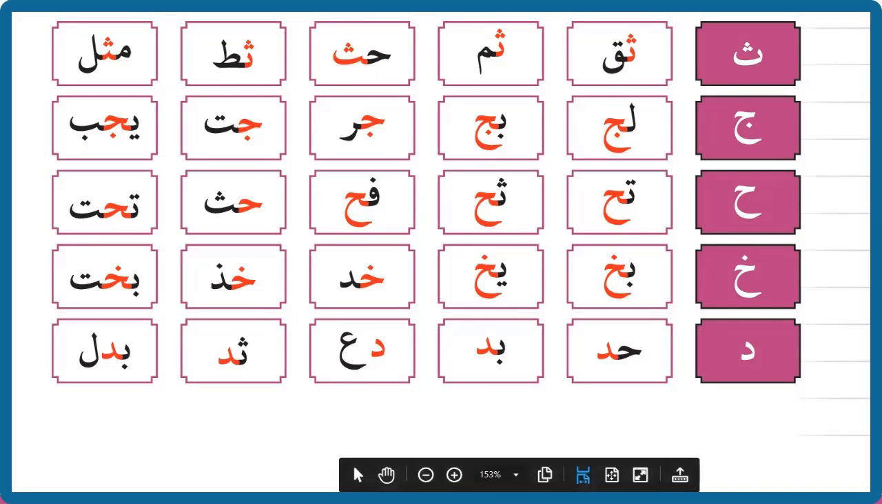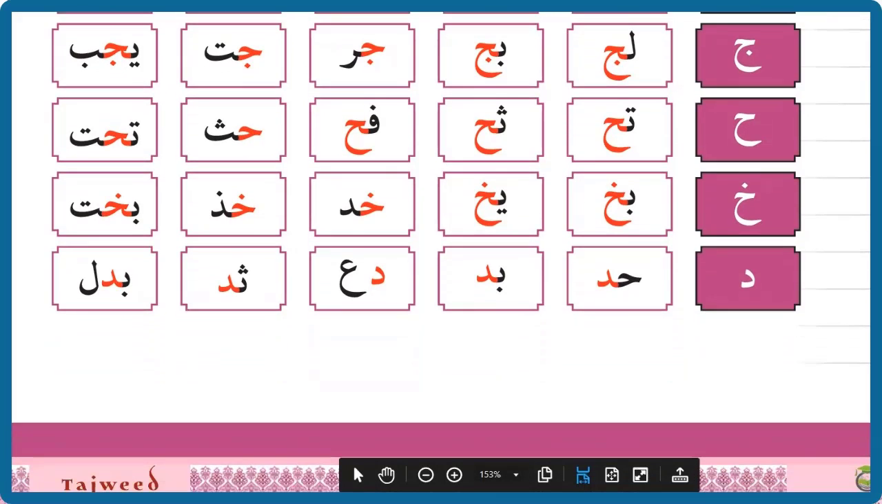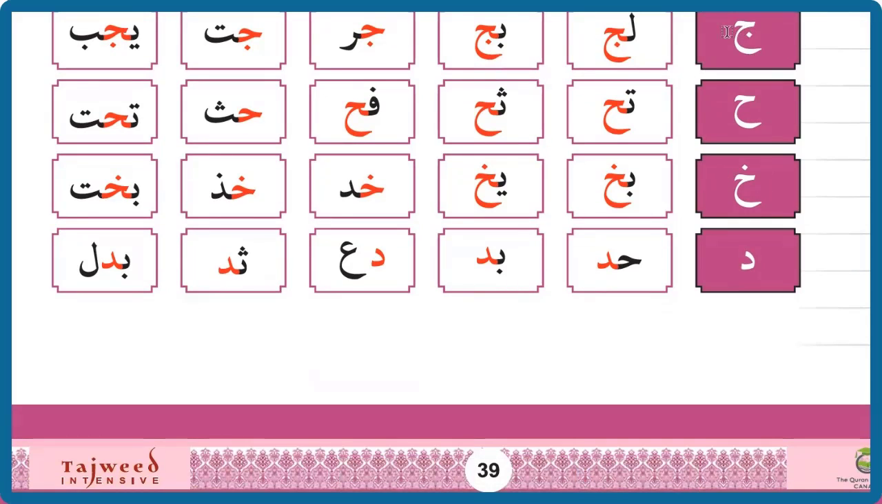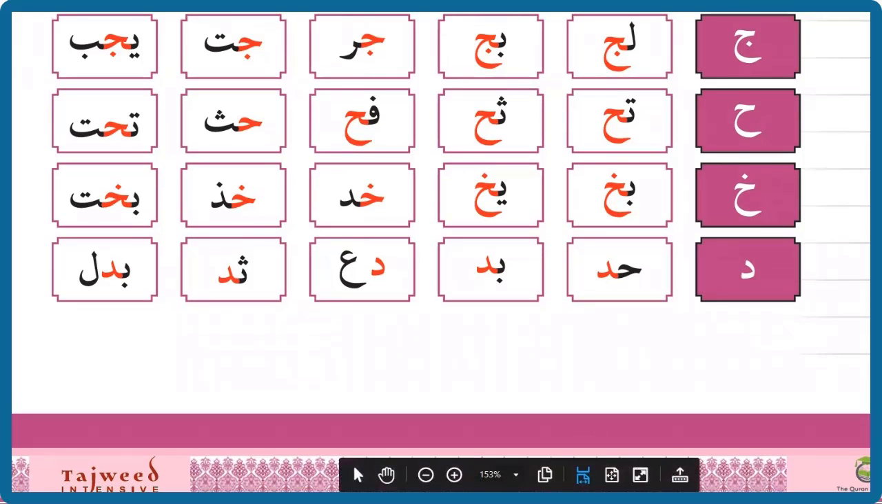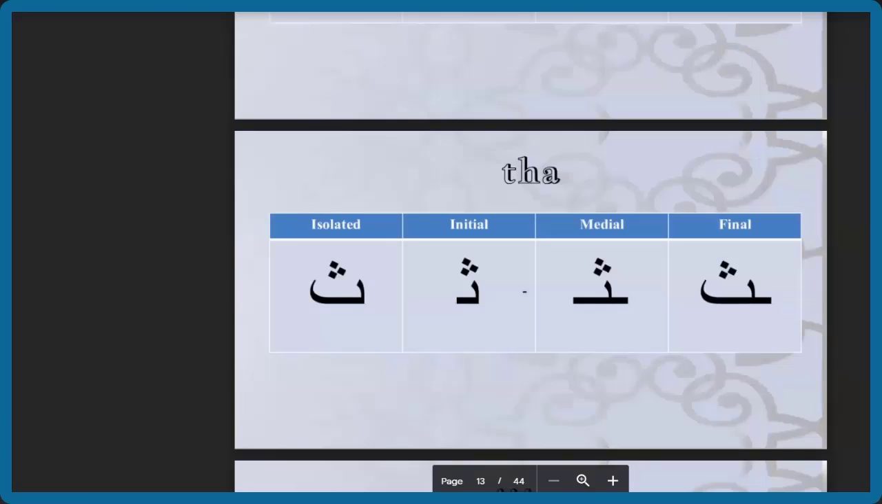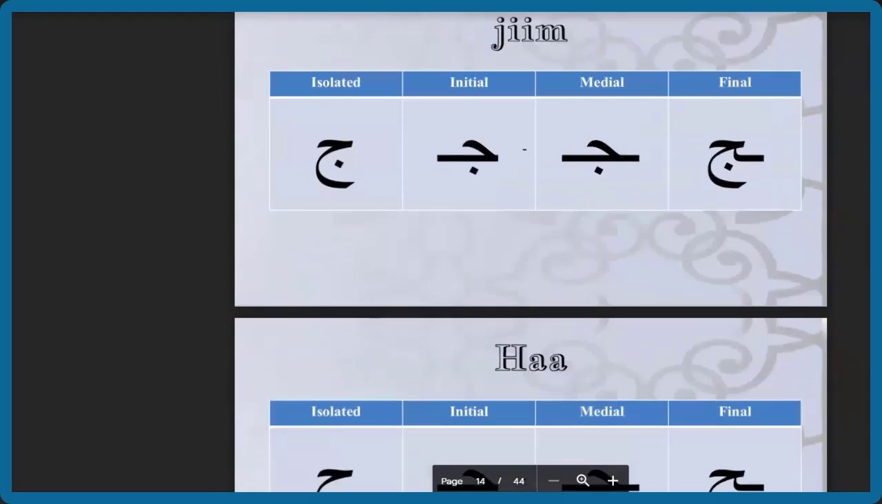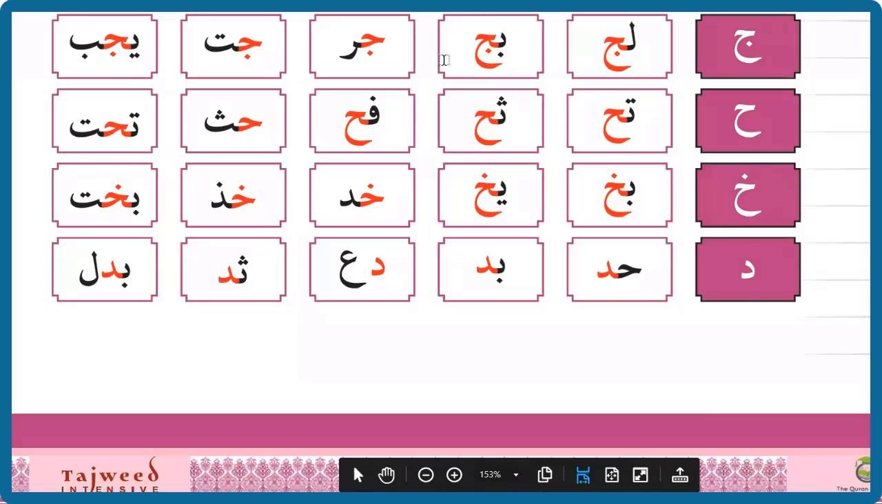So let's try one more letter, inshallah. Yes, so this is Jeen. Jeen is like a straight line and a C, and a dot in between. So how we will recognize Jeen, and we can see in the slide again what would be the different shapes of Jeen. It remains like this. This is the isolated form. This is the initial form. Initially, you can see this is the half shape of Jeen. This is the medial one, and this is the final one.